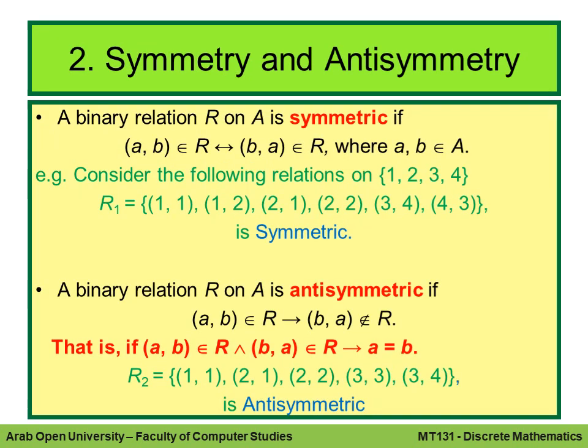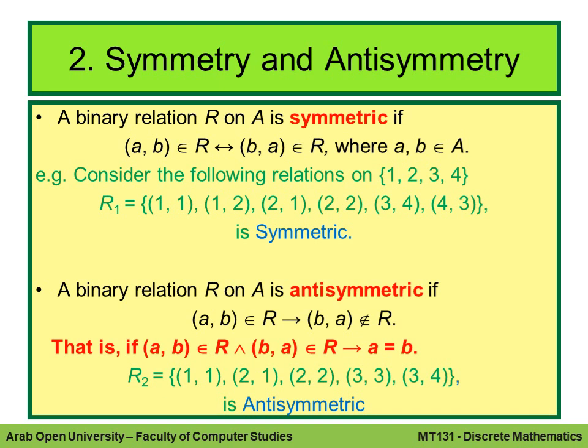The next property is symmetry, or we say the relation is symmetric, and the property that's associated with it is antisymmetry. A binary relation R on a set A is symmetric if this condition holds: (a, b) is in the relation if and only if (b, a) is in the relation for any a and b in the set A. Anytime a is related to b, then also b must be related to a. And that has to be true for all a, b in the set A.